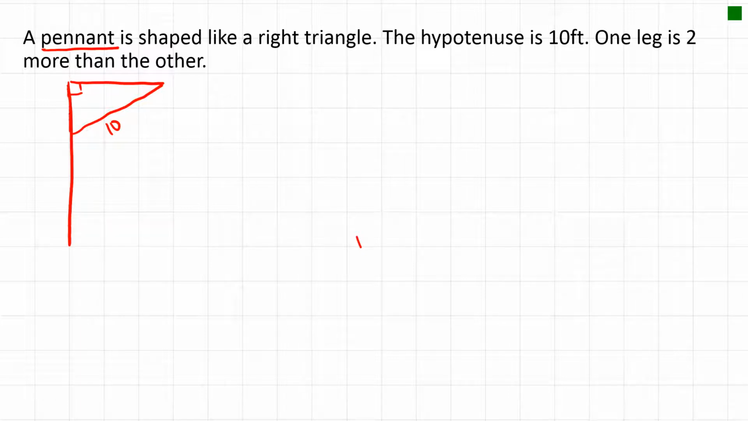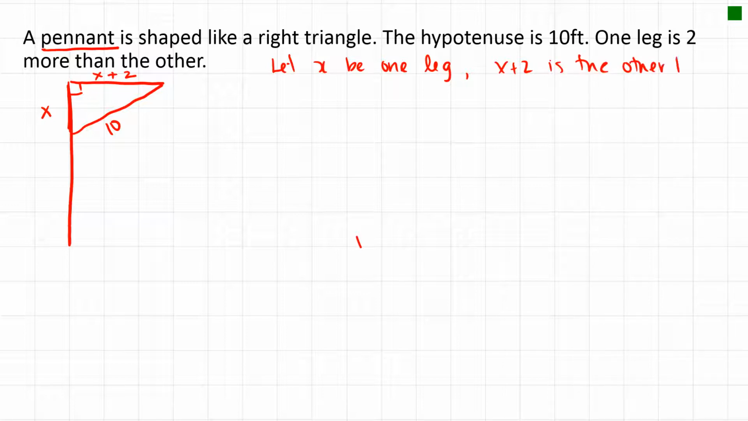So I'm going to make this piece here be x and this one's going to be a little bit longer, which is x plus 2. So let x be one leg, and that means x plus 2 is the other leg. Now what governs right-angled triangles is Pythagoras, so a squared plus b squared equals c squared, where a and b are the legs, and c is the hypotenuse. So we've got x squared plus (x plus 2) squared equals 10 squared.